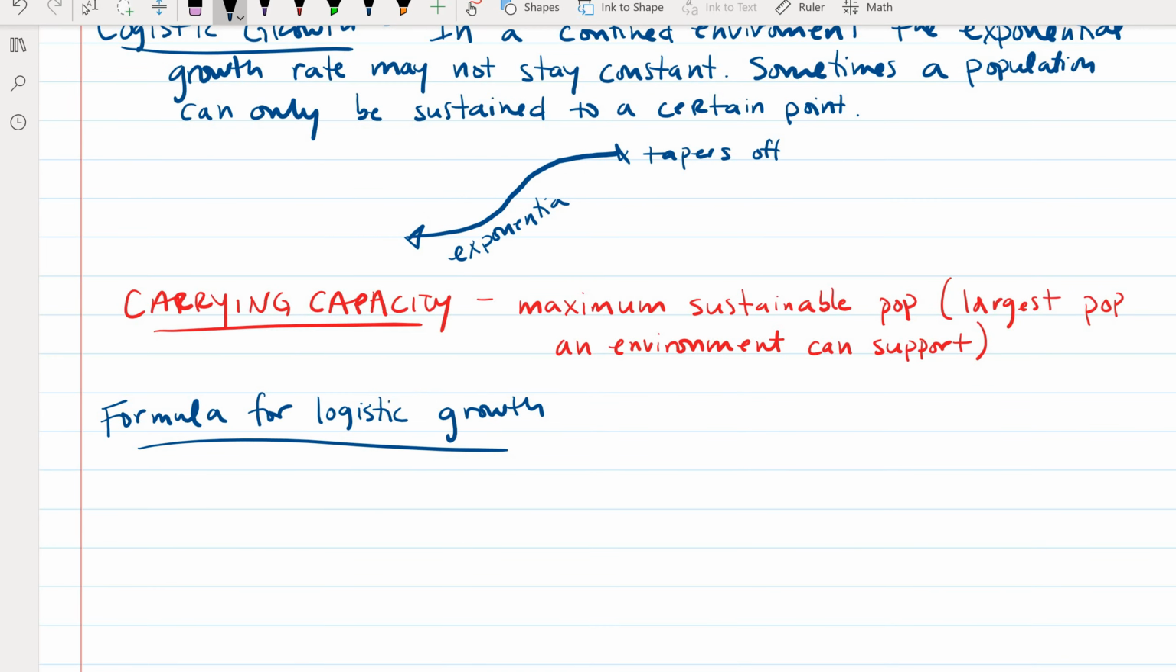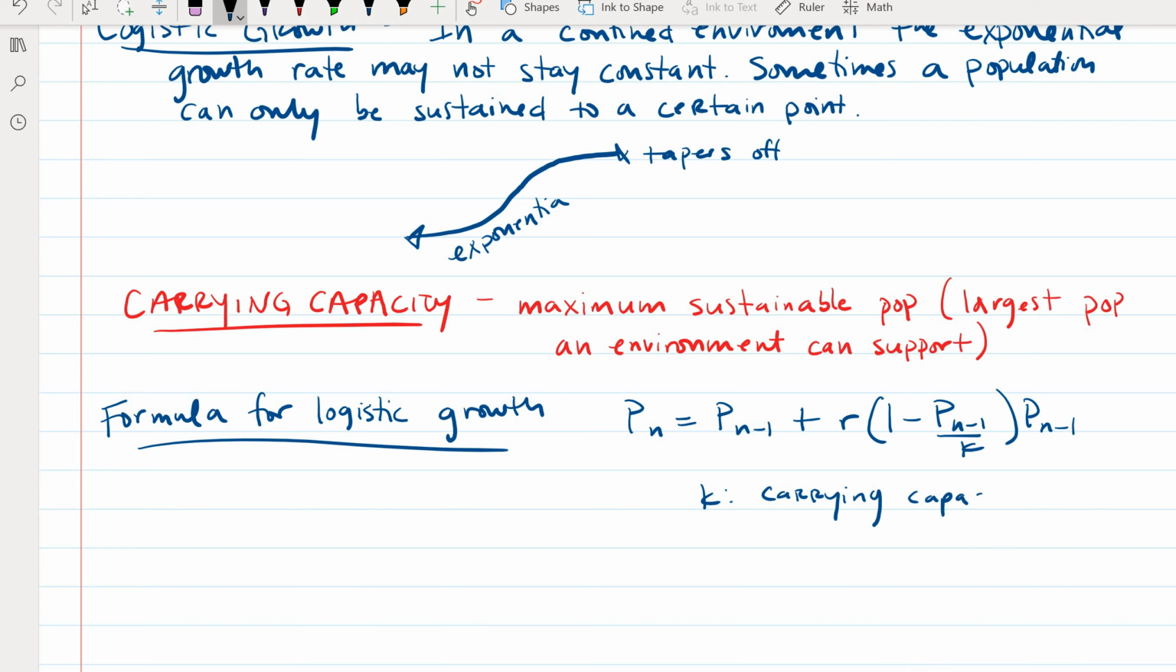Okay, so next is the formula for logistic growth. Write this down. Pn equals Pn minus 1 plus R times 1 minus Pn minus 1 over K, times Pn minus 1. That's a crazy long formula. K represents the carrying capacity, and R represents the growth rate.